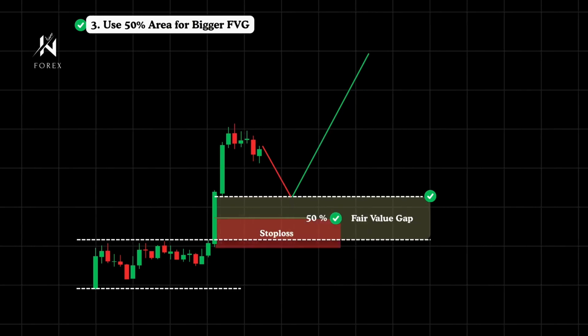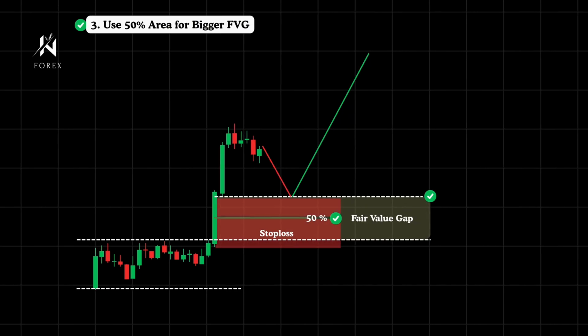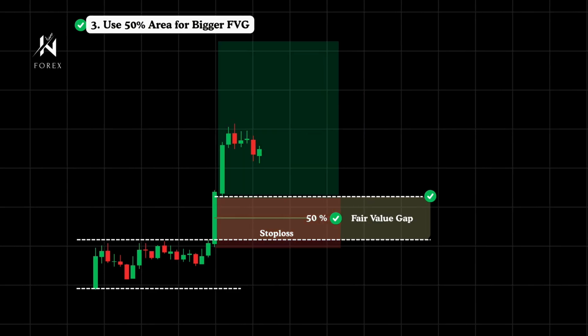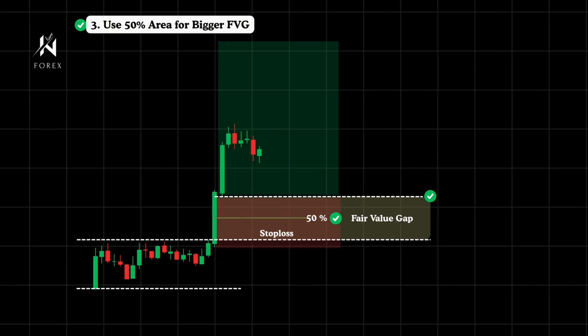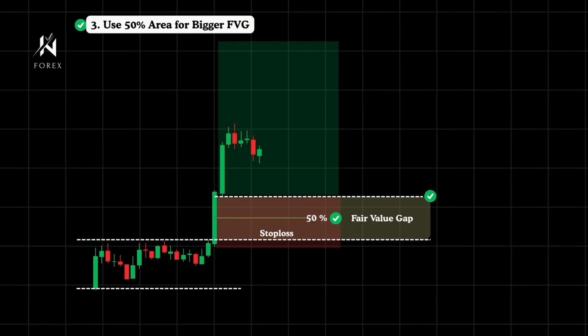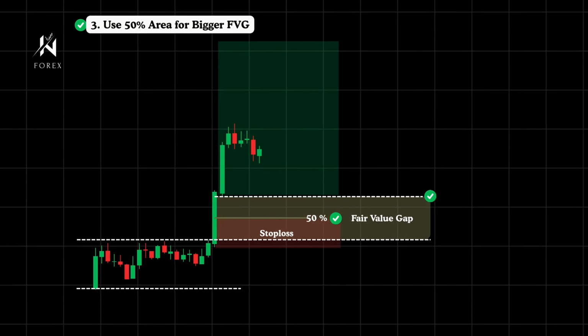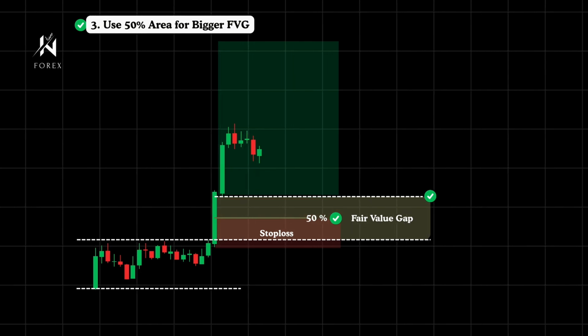If you enter at the starting point of this candle, your stop loss must be placed below this area, and that larger stop loss can damage your risk to reward ratio. Since in options trading you must maintain at least a 1 to 2 target. Entering near the 50% area gives you a tighter stop loss while preserving the proper risk to reward balance.